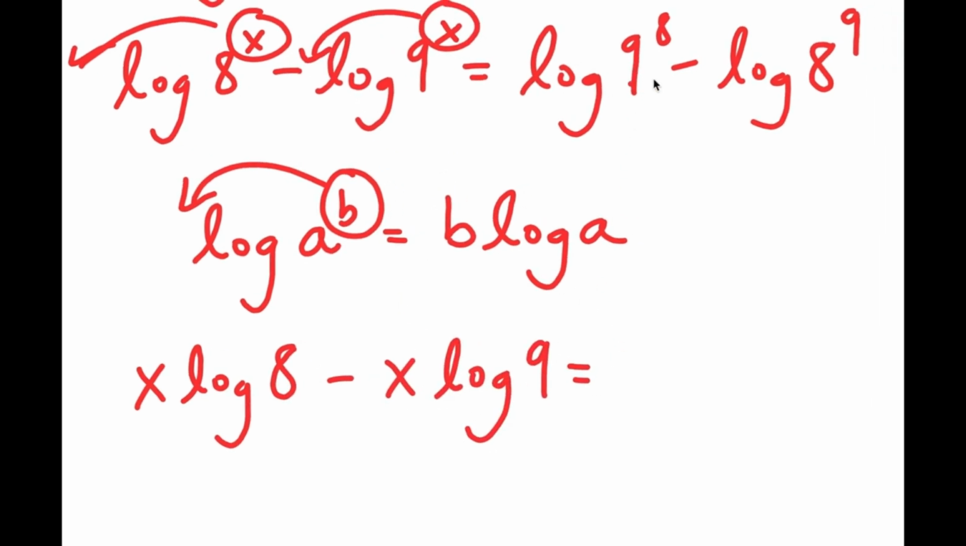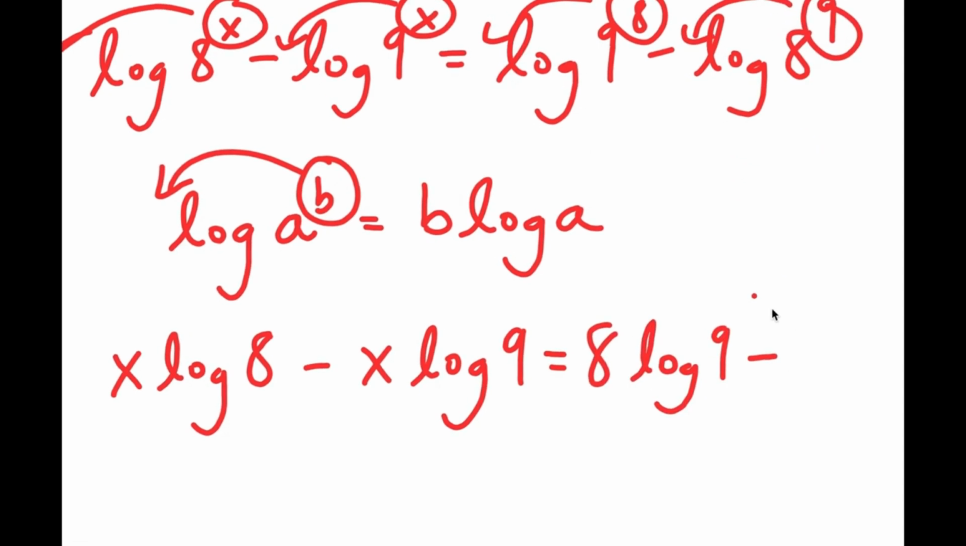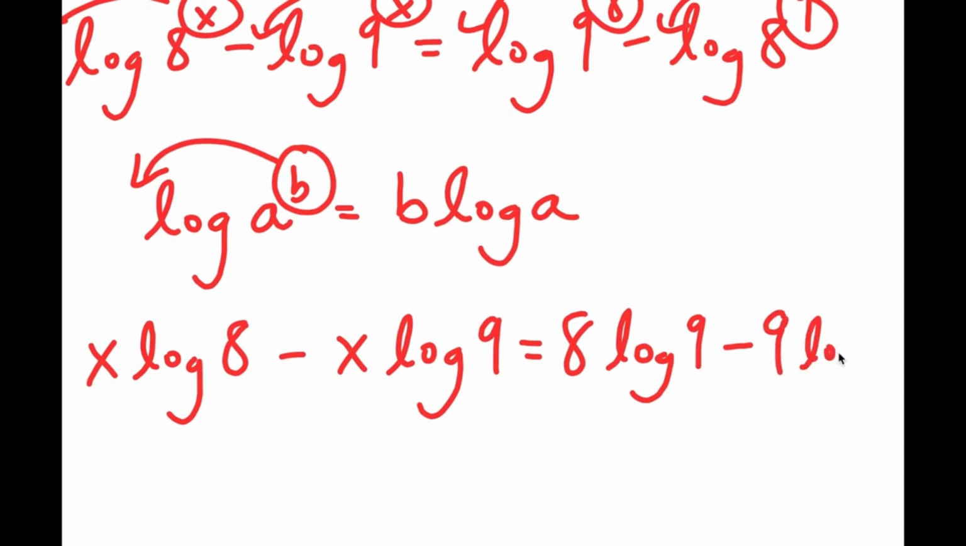And this is equal to log 9 to the power of 8. I can move 8 to the front, so I get 8 times log 9 minus log 8 to the power of 9. I can move 9 to the front, so I get 9 times log 8.